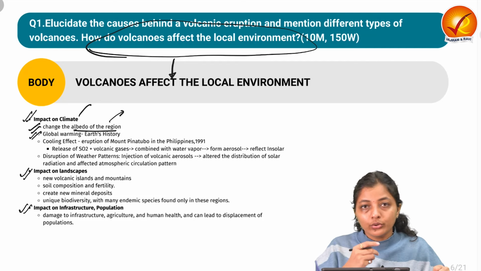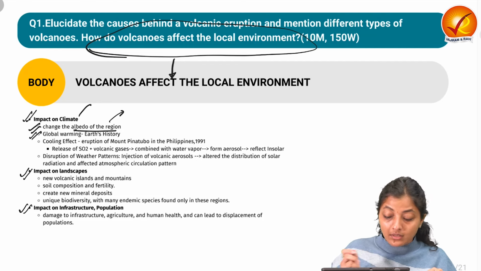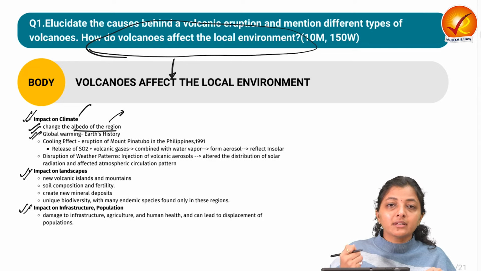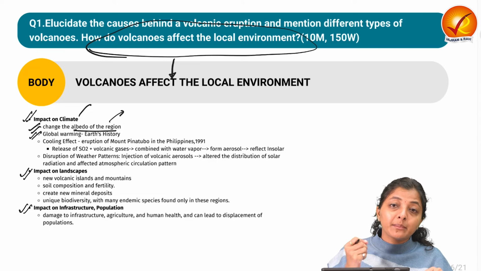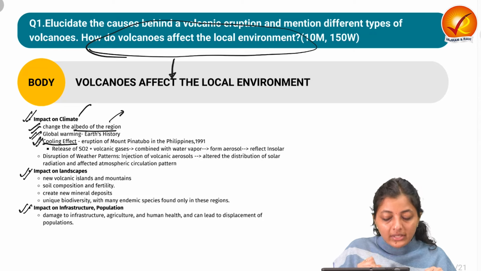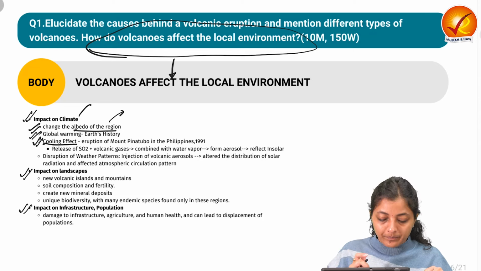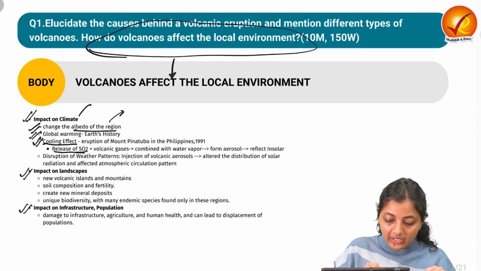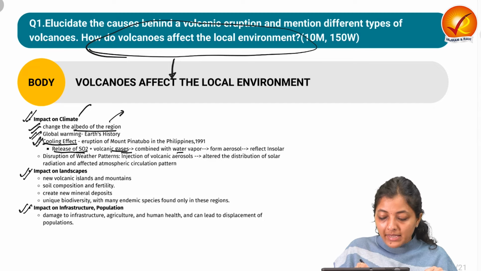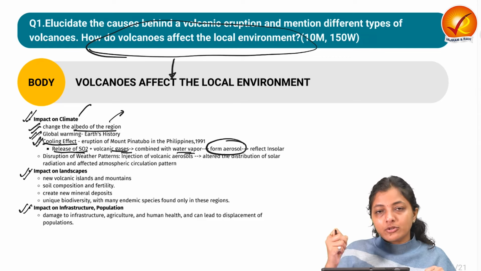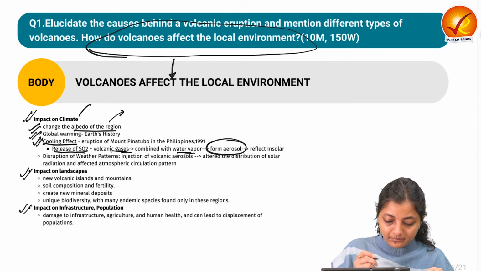As we know, during the Earth's evolution history, volcanic eruption plays a very important role in creating the habitation zone, appropriate climatic conditions and atmospheric temperature. Then also comes the cooling effect in the short term. When volcanic eruptions happen, there is a release of sulfur dioxide and volcanic gases, and combined with water vapor, these form aerosols, and aerosols reflect the incoming solar radiation. So sometimes this results in a cooling effect on the atmosphere as well.